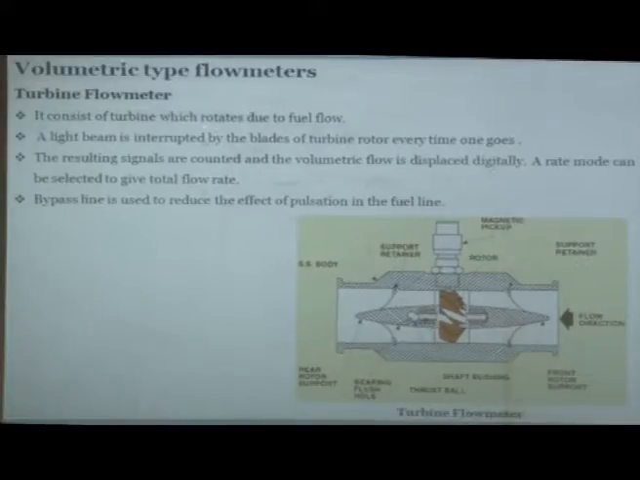It consists of a turbine which rotates due to fuel flow. A light beam is interrupted by blades of the turbine. So, you can have either magnetic pickup or optical pickup. If you have an optical one, then you can use a light beam. The resulting signals are counted and the volumetric flow rate is displayed digitally. So, this also measures the volumetric flow rate, no mass flow rate. A rate mode can be selected to give a total flow rate. Bypass line is used to reduce the effect of pulsation in the fuel line. So, this is how a turbine flow meter looks like.